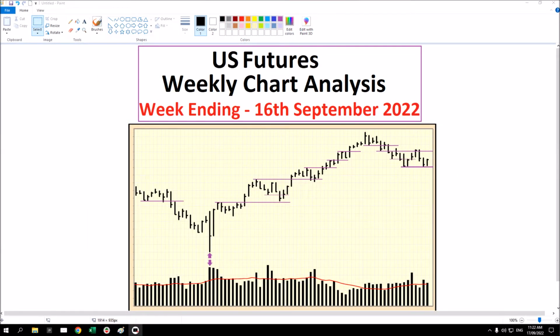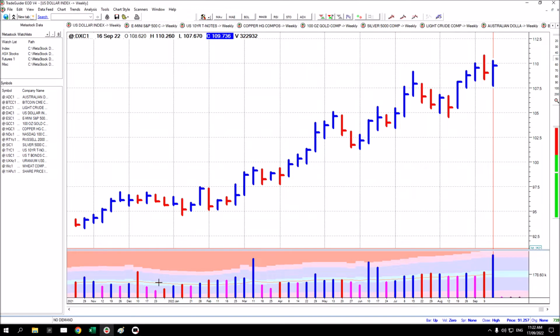This is the US Futures weekly chart analysis for the week ending 16th of September 2022. First chart is the US dollar index futures. We'll draw the lines in.